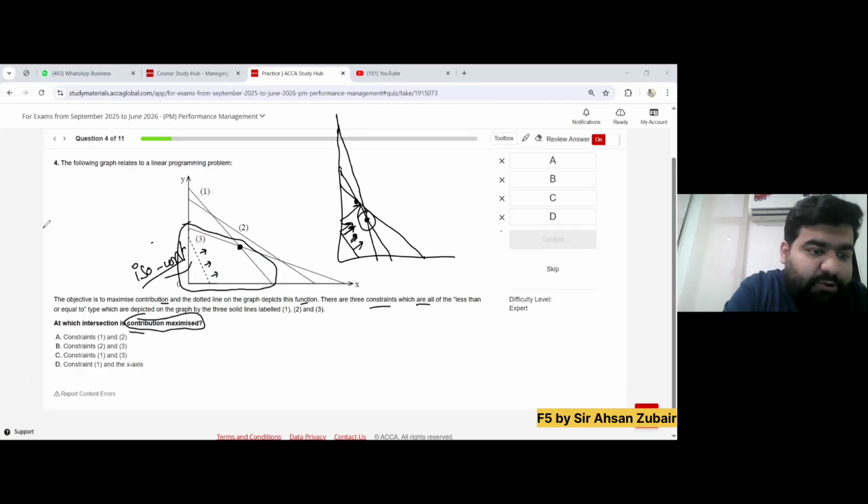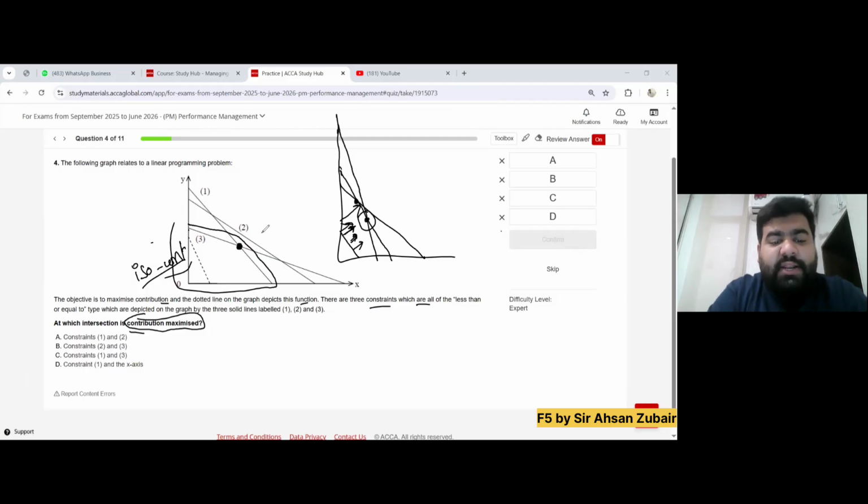But in this graph that you are given, if you see simply, in this region there is only one intersection point given here. So obviously this point will be the intersection point where you will generate the maximum contribution, meaning it's the optimum point. Okay, so now they're asking at which intersection.